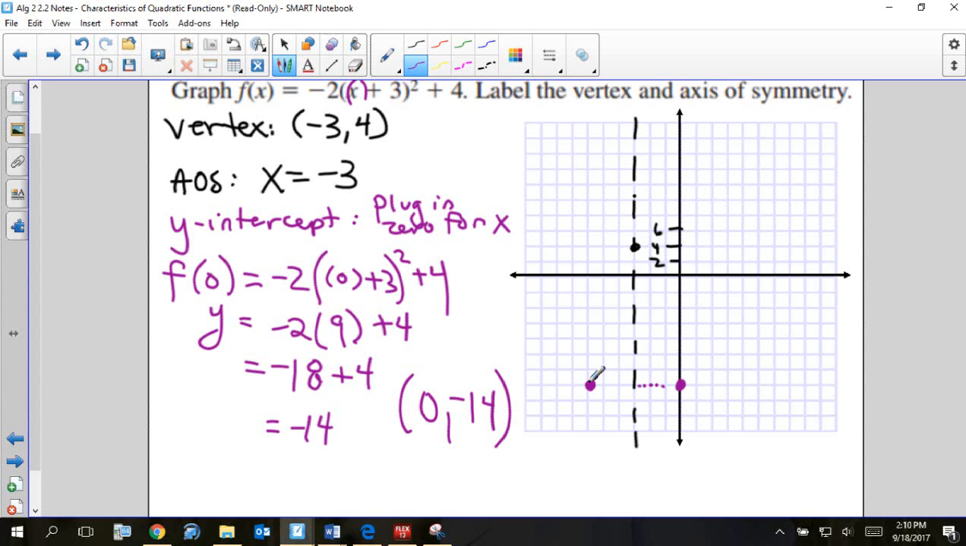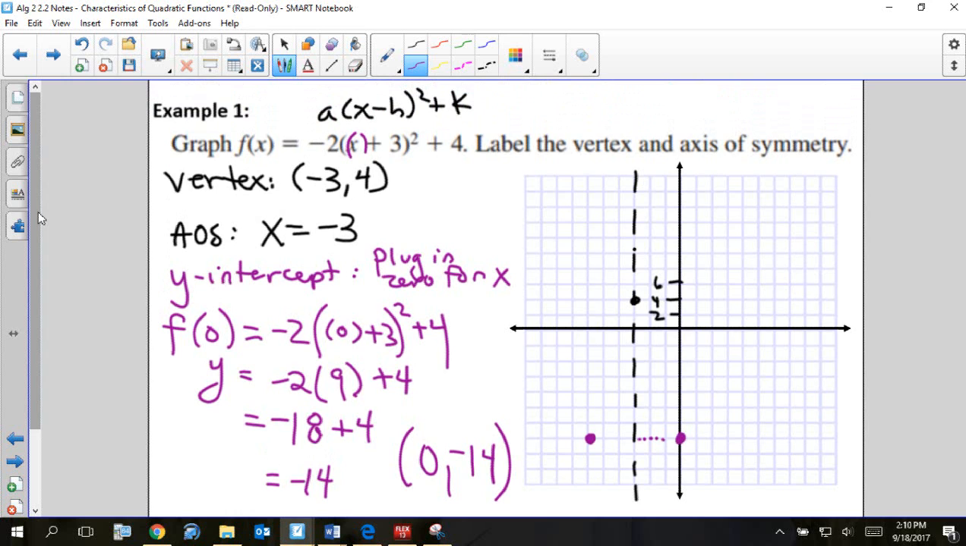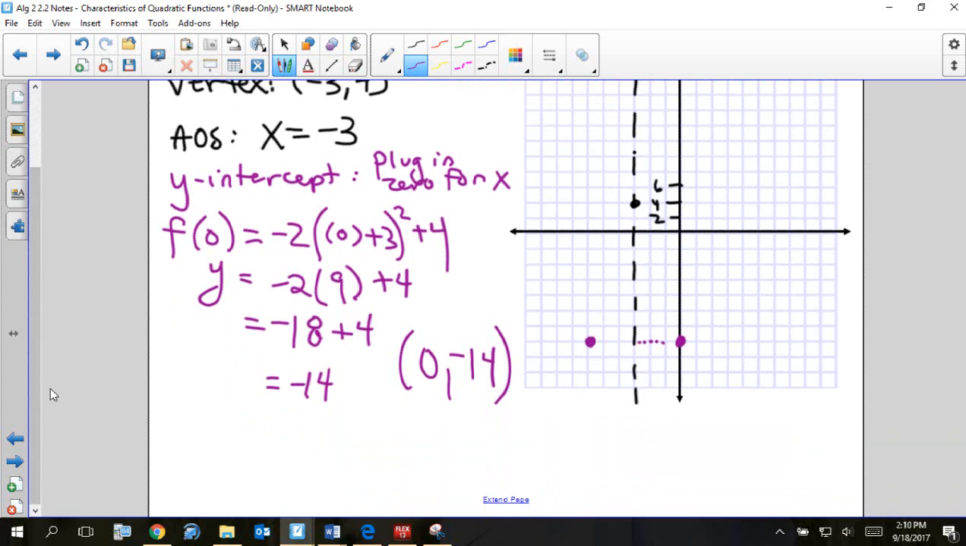Before we go on, how do I know the graph's going this way? How do we know the graph's opening down? The negative in front tells us that there is a reflection in the x-axis. So we should know that the general shape of it's going to be opening down. Okay, so what number could I plug in? Negative 1? Or maybe negative 2? Either of those would be fine.